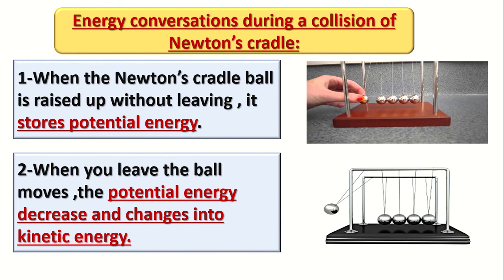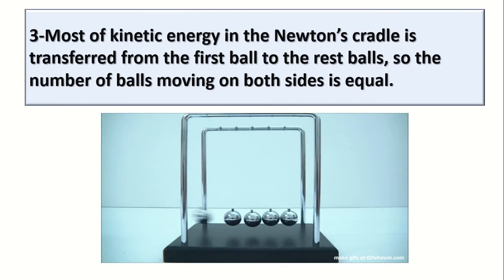So when you raise the first ball up without moving, it will store potential energy. Okay, after that we will leave the ball and the ball will start to move. So the potential energy will decrease and change into kinetic energy. Why? Because it's moving. Okay, after that, the first ball will collide with the second ball. So the energy will transfer from the first ball to the second ball. After that, the energy will move from the second ball to the third ball and to the rest of the balls. So the energy will transfer from the first ball to all the balls. Which type of energy? Kinetic energy. Excellent.